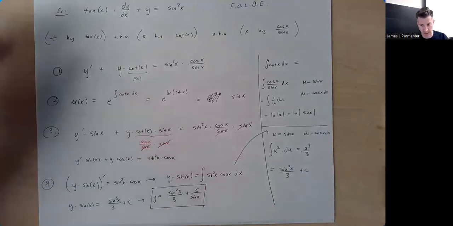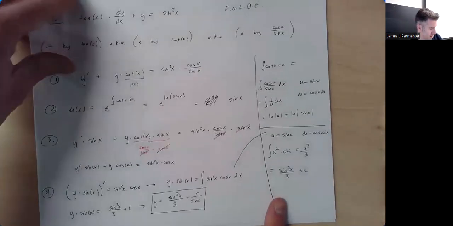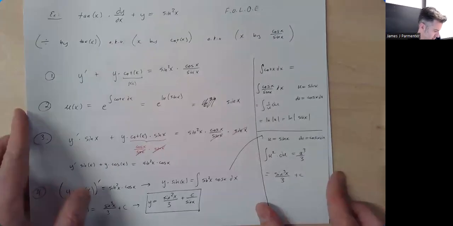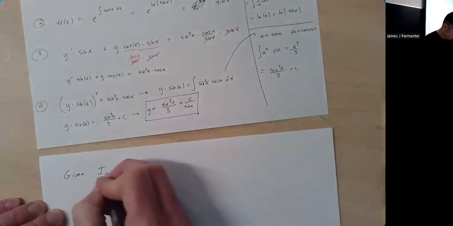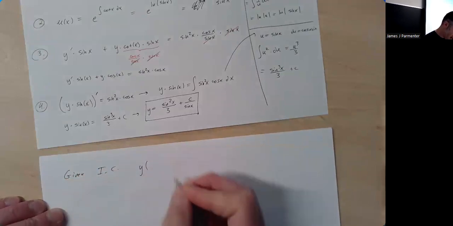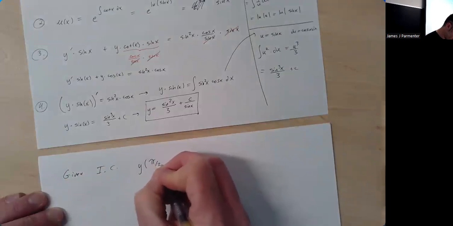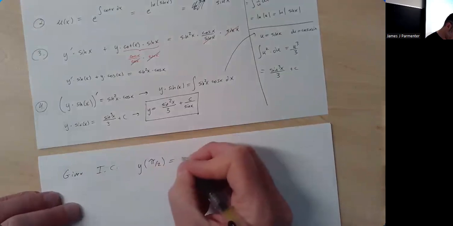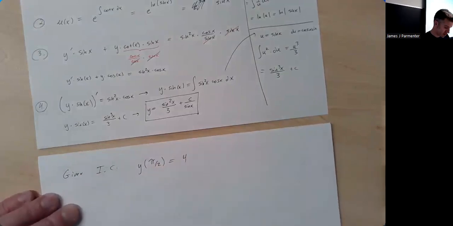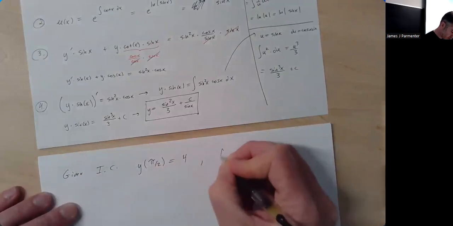Of course, I've run out of room on this page of paper. Let's say we had an initial condition. Let's say we were given the initial condition y of pi over 2 is equal to, I don't know, let's say 4. Find the particular solution.